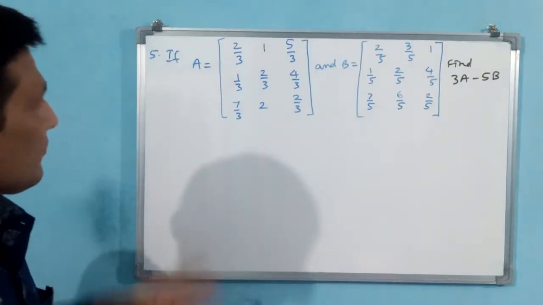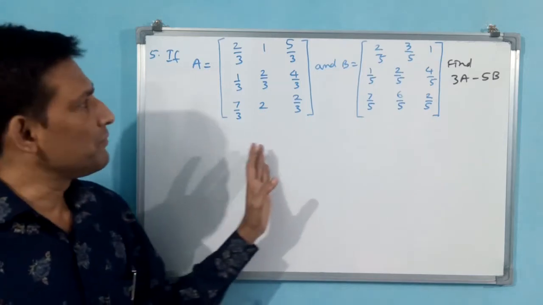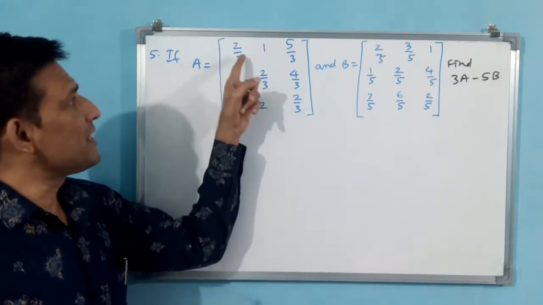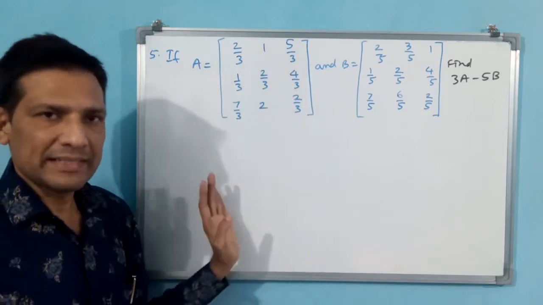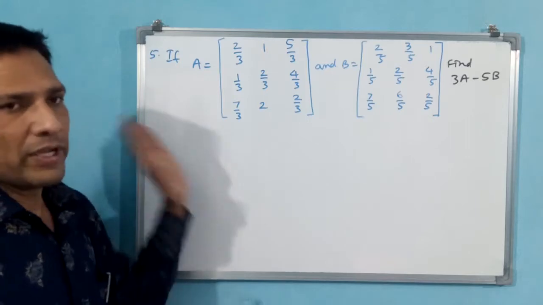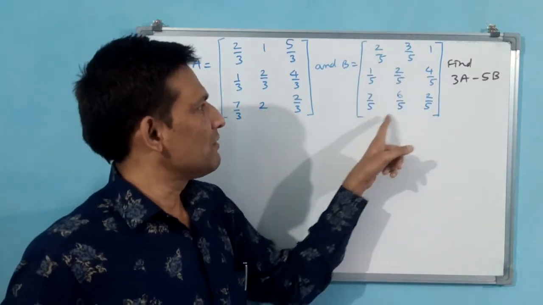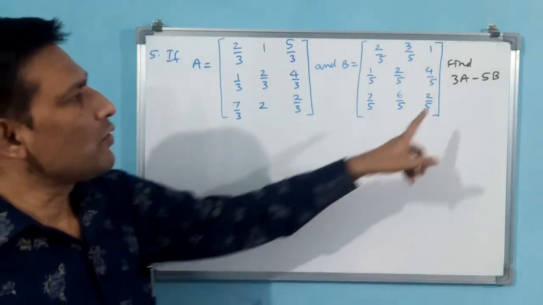Okay. See the fifth question. Fifth question is two matrices they are having and peculiar. See 2 by 3, 5 by 3, 1 by 3, 2 by 3, 4 by 3, 7 by 3, 2 by 3 like that. This matrix is there. Okay. And here you see all 2 by 5, 2 by 5, 6 by 5, 7 by 5, 4 by 5 like that. This matrix is there. Then finally what you have to find?